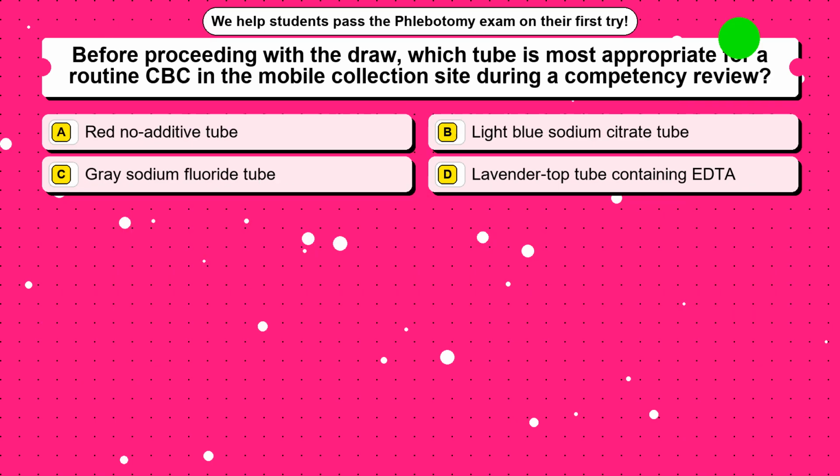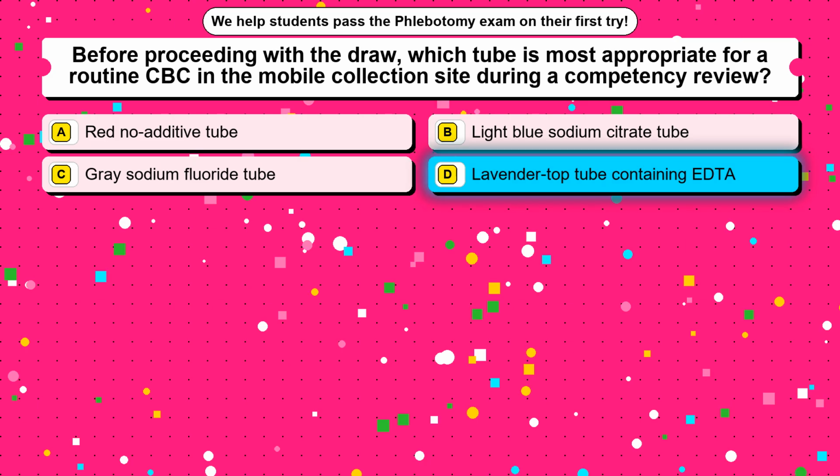Question 51. Before proceeding with the draw, which tube is most appropriate for a routine CBC in the mobile collection site during a competency review? Option A, red no additive tube. Option B, light blue sodium citrate tube. Option C, gray sodium fluoride tube. Option D, lavender top tube containing EDTA.